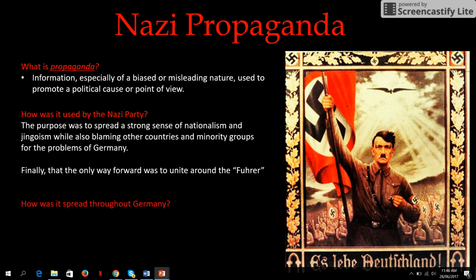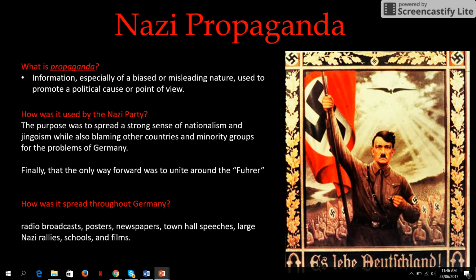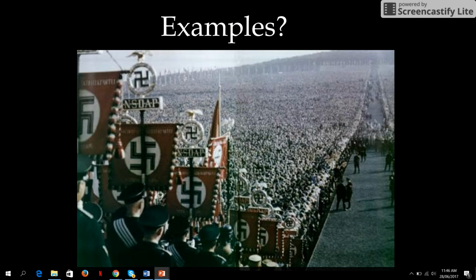How is it spread throughout Germany? Well, there's a lot of different ways it was, and here there's just a few examples here. Could have been radio broadcasts, posters, newspapers, town hall speeches, large rallies, schools, and films. And so I'll just show you a couple little examples, and then you'll have a chance to learn more about one of your choice. So, first of all, what are some examples of Nazi propaganda?